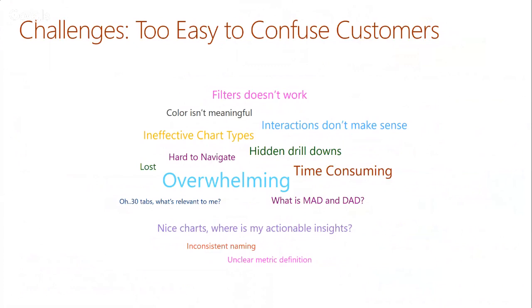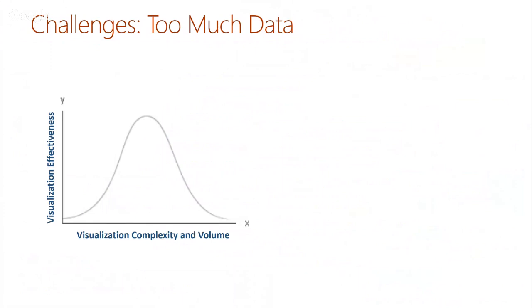For example, sometimes customers come to us and say, this is good, but where are the actionable items? Where is the piece of insight I can find that can really help me do my job better, or help me get more customers? Those actionable insights a lot of times are missing in our reports. So another challenge: we have too much data.